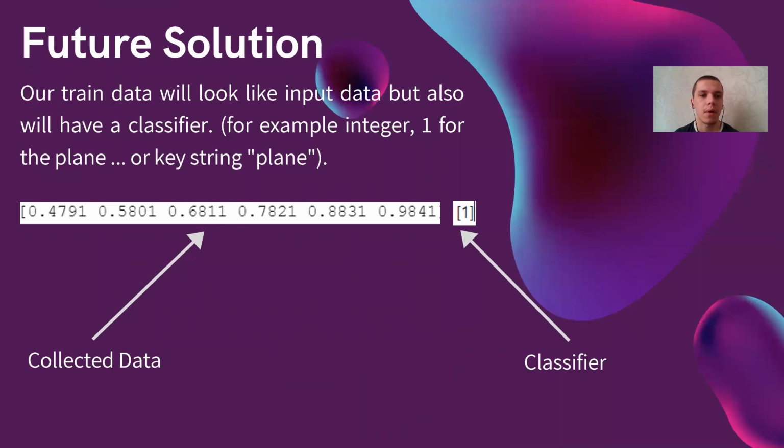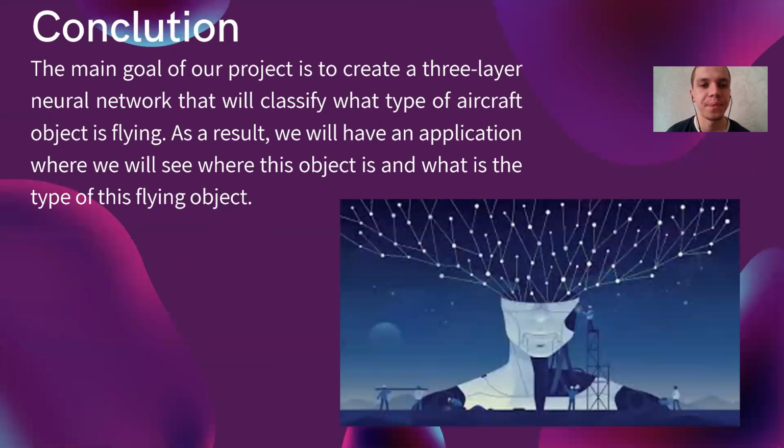Our training data will look like the input data, but will also have a classifier, for example, an integer. I'm pretty sure that it will be an integer. So that's collected data and a classifier: 1, 2, 3, and so on.